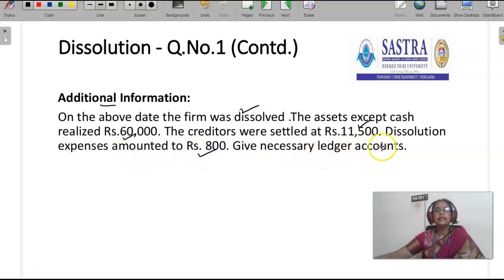Give necessary journal entries. You are asked to prepare the necessary ledger accounts. What are the necessary ledger accounts? Realization account, partners capital account, then bank account. These are all the necessary ledger accounts in the case of dissolution.